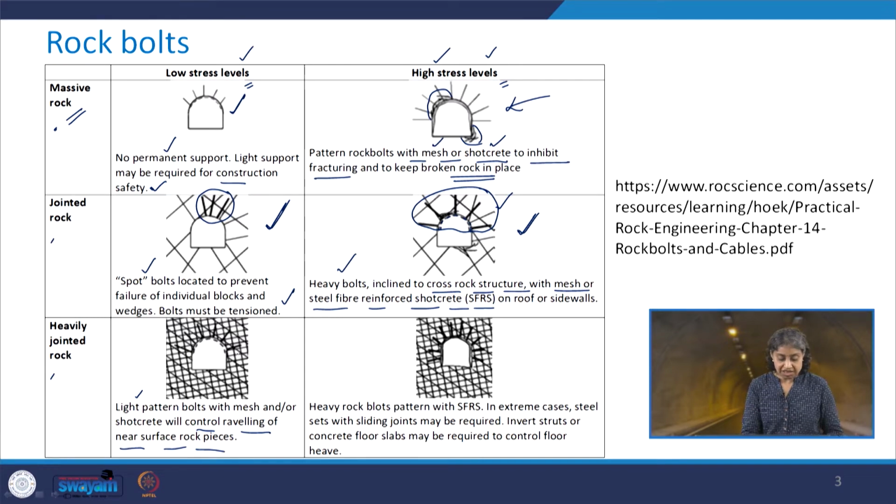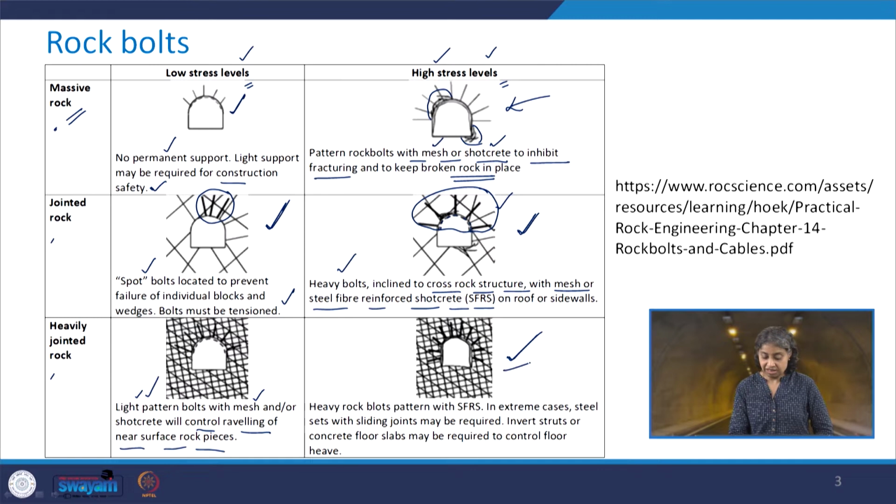So here you see that since it is heavily jointed, there will be wedges formed and the loose pieces of rock may fall into the excavation. To prevent that, one needs to provide mesh and shotcrete, or mesh or shotcrete, along with light pattern bolts.